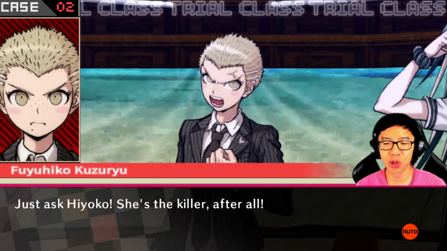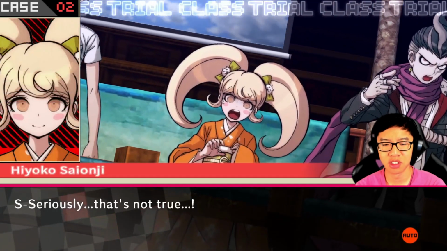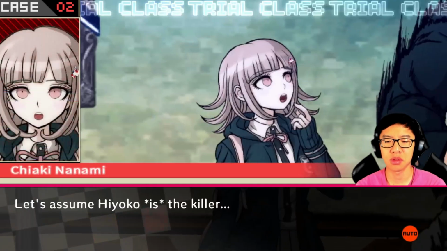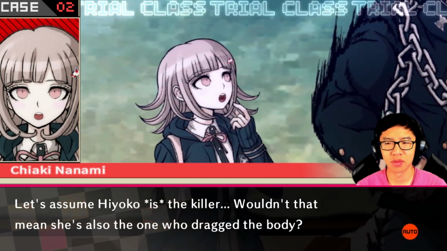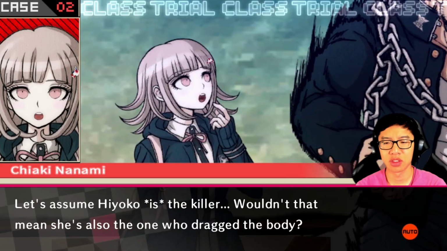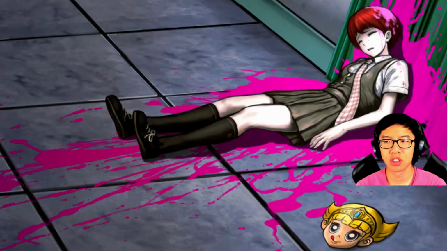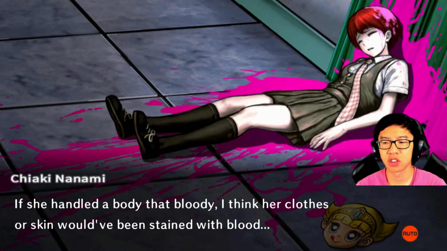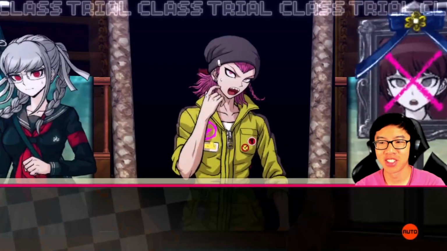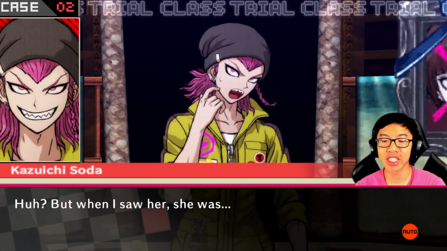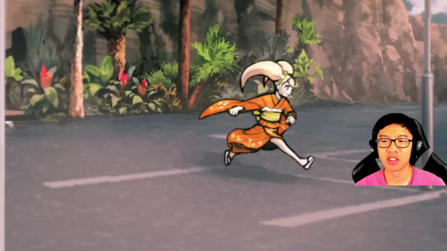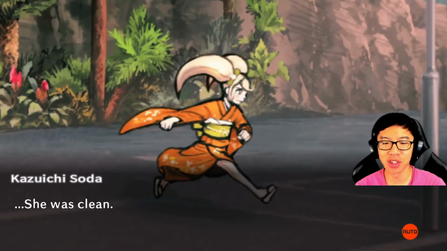Did they really use the window to escape? Seriously! That's not true! I don't know. Let's assume Hiyoko is the killer. Wouldn't that mean she's also the one who dragged the body? If she handled a body that bloody, I think her clothes or skin would have been stained with blood. But when I saw her, she was clean. But Peko was dripping, with the water bottles.